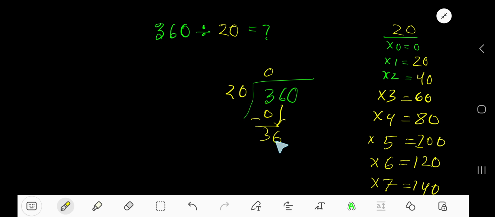20 goes into 36 how many times? 3 times is 60, 2 times is 40, which is greater, so 1 time. Write 1. 1 times 20, 20. Subtract, you get 16. Bring down this 0, 160.